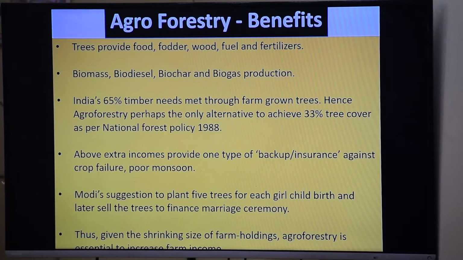ये line आपको याद होना चाहिए. लिखते चलेंगे. I said that benefits, agroforestry benefits. F याद है आपको? Food, fodder, fuel, fertilizer and wood. Fuel, fodder, food, fertilizer and wood.